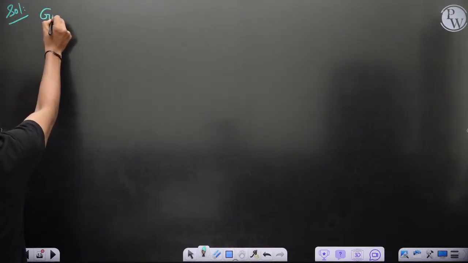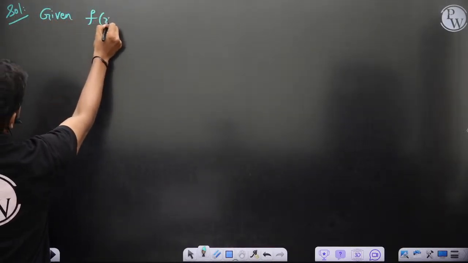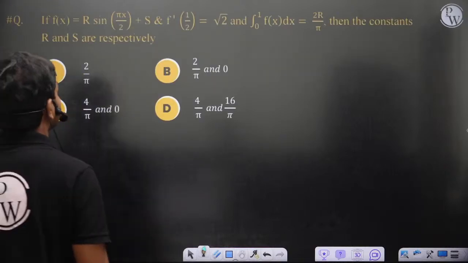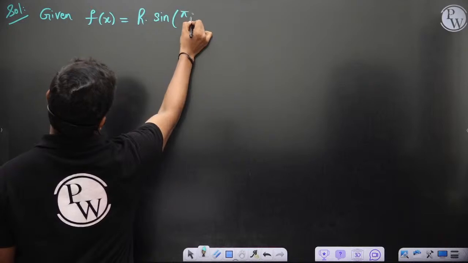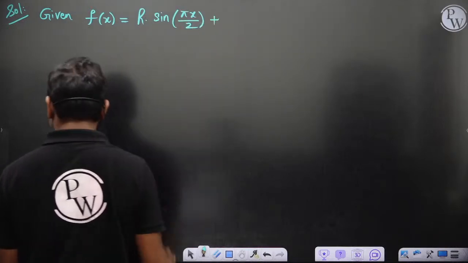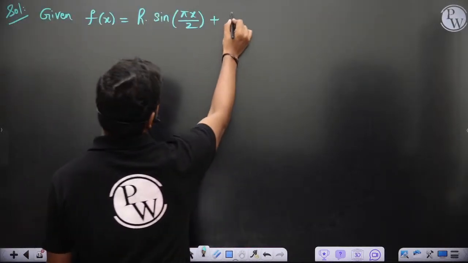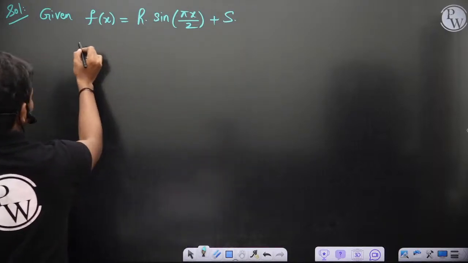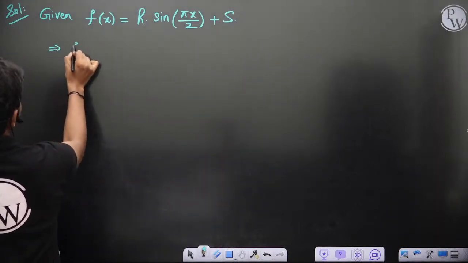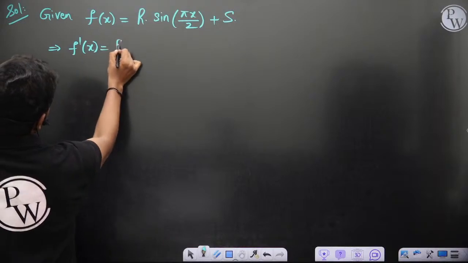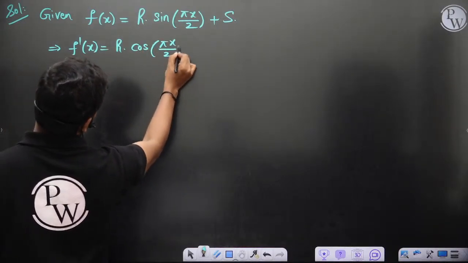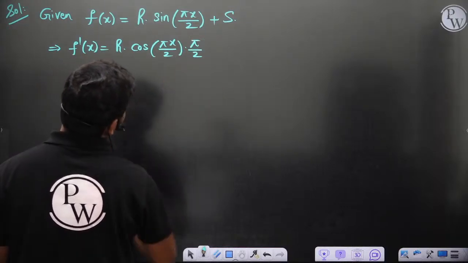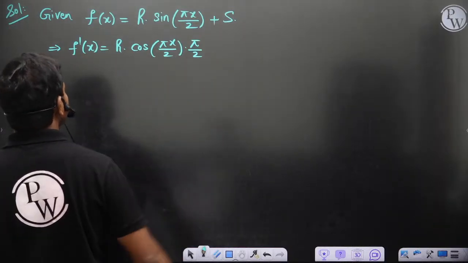So given f of x is equal to R sin pi x by 2 plus capital S. Okay. So what is f dash of x? So this implies f dash of x is equal to, capital R is constant, derivative of sin is cos pi x by 2 into the inner derivative of this, which is pi by 2. Okay. So this is pi by 2, plus S is a constant, so its derivative is 0.